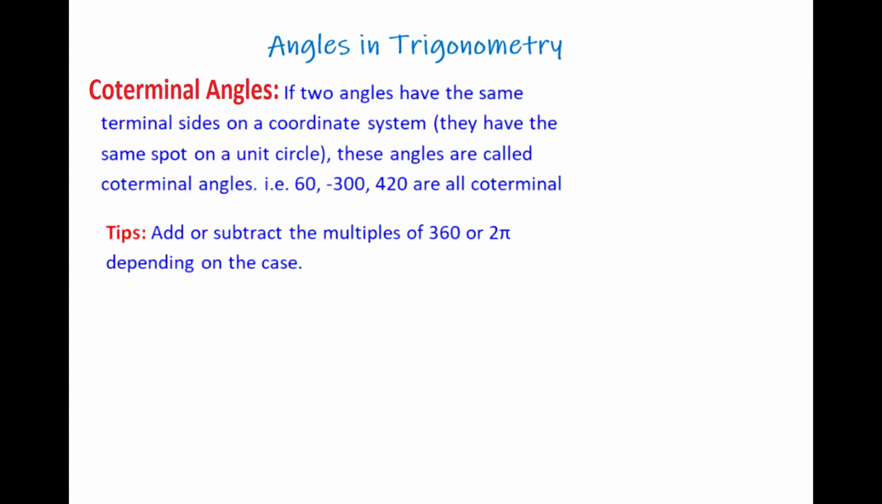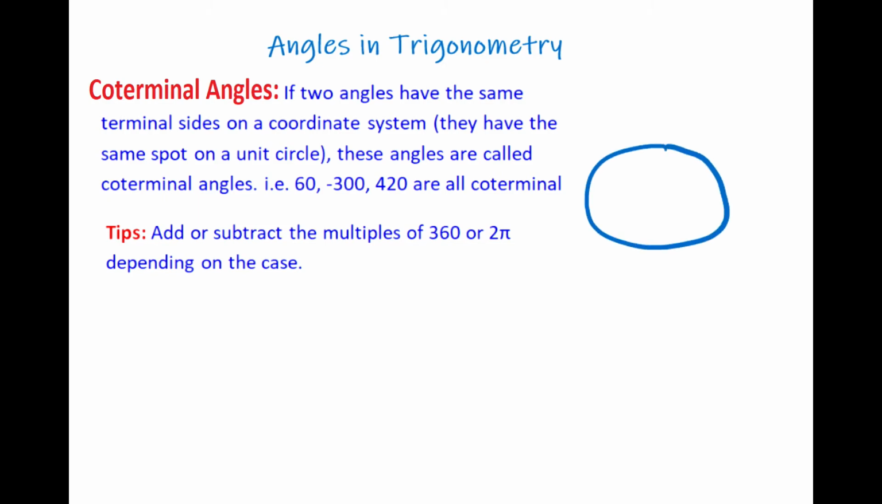And as a last subtopic, we have coterminal angles. We can say that if two angles have the same terminal side on a coordinate system, which means they have the same point on a unit circle, these angles are called coterminal angles. For example, 60 and negative 300 or 420, they are all coterminal angles.